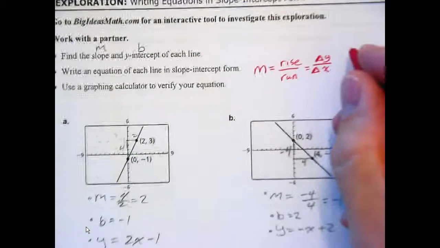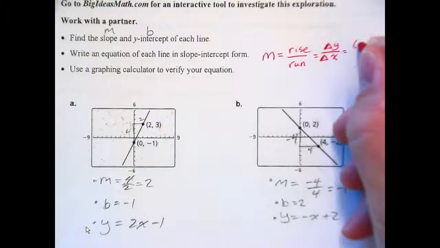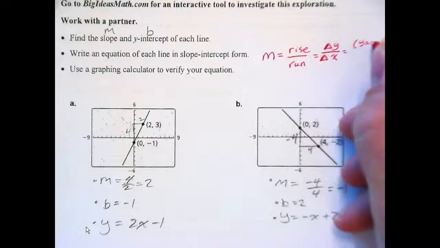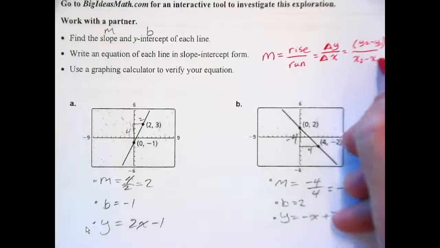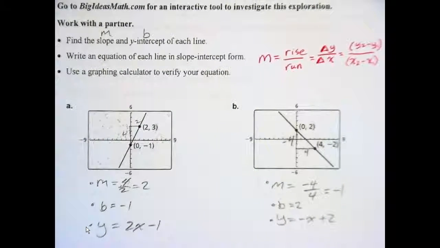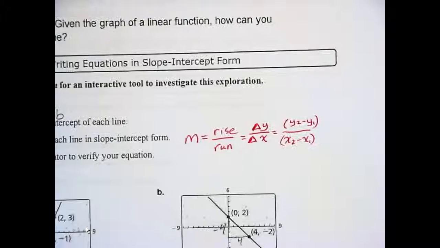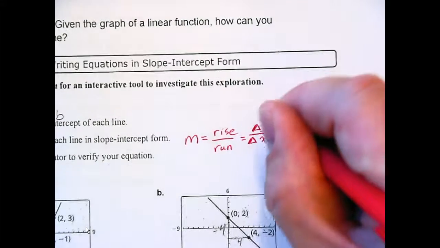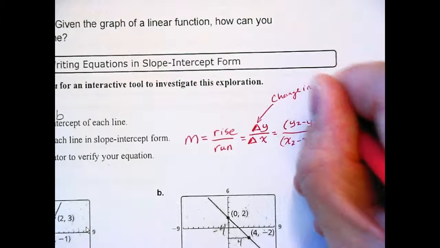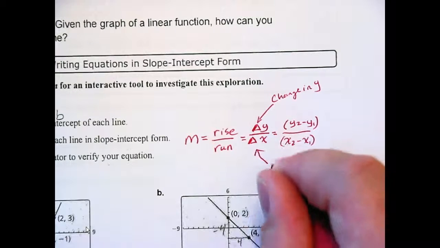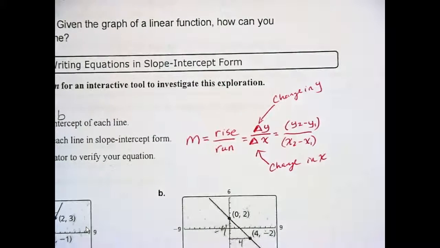Okay? And then we used another formula for it last week. I think we did. Yeah. y2 minus y1 over x2 minus x1. Okay? That is our slope formula. So remember, this means change in y. And this means change in x.